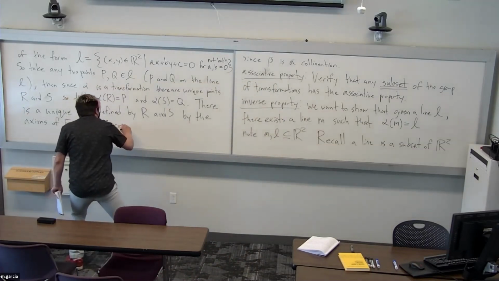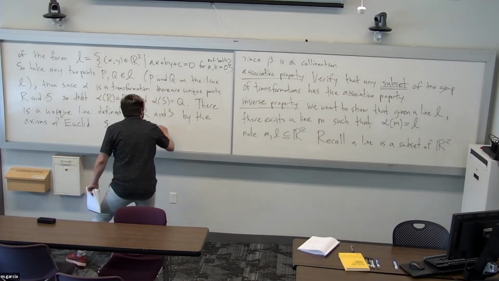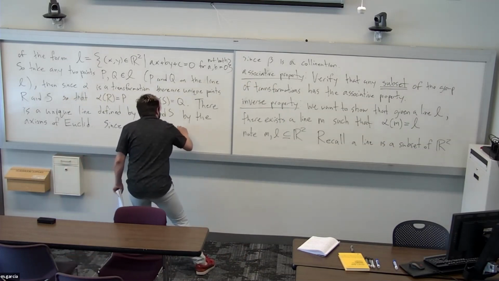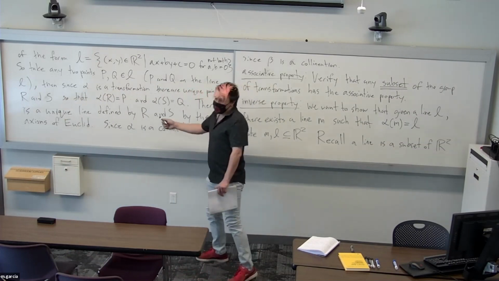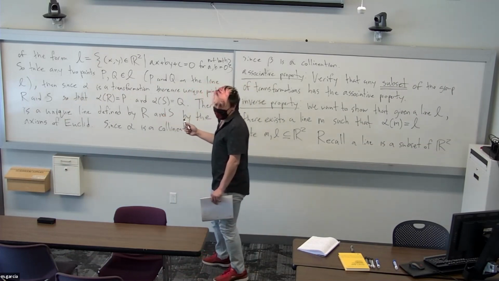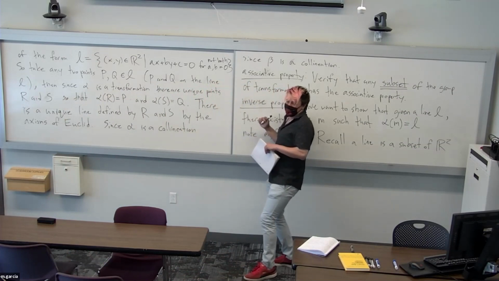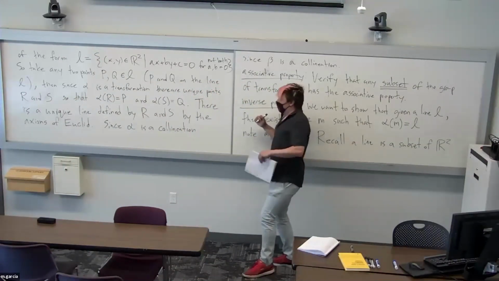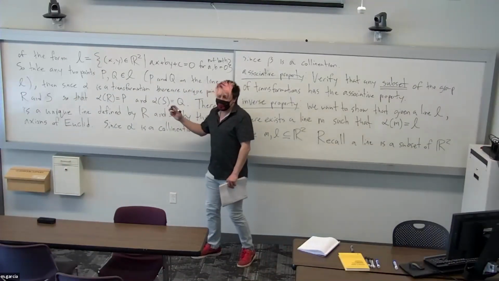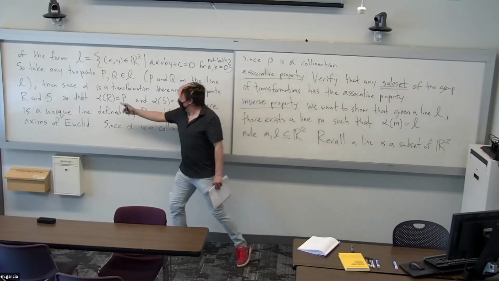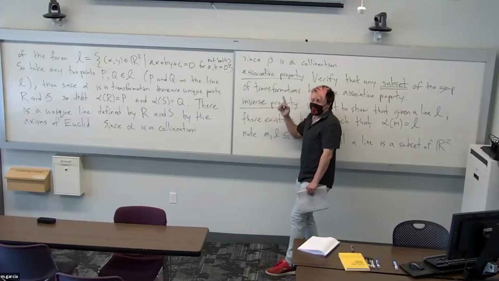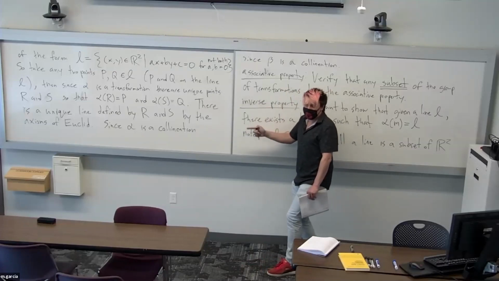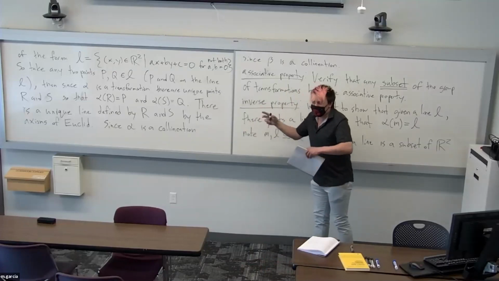So, since alpha is a collineation, this line defined by R and S has to be mapped to a line. And namely, since the image of R and the image of S lie on L, that line that's defined by R and S must be mapped to L.